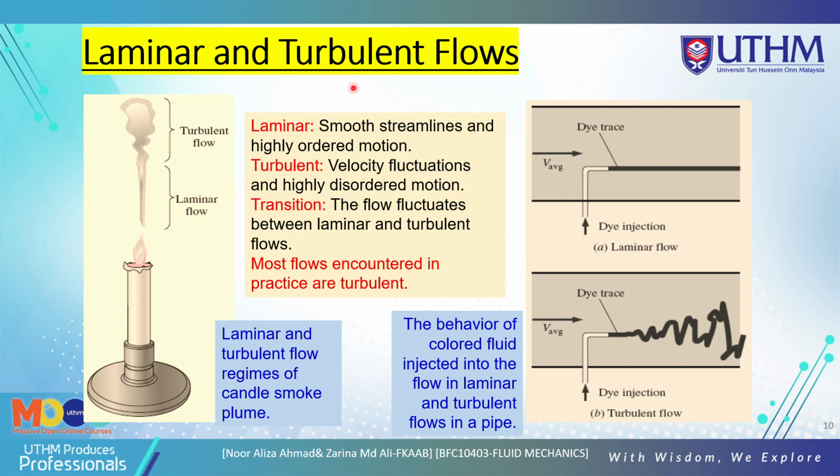Okay, now this is also laminar and turbulent flow, but using candle smoke. So we get the turbulent flow and the laminar flow. Smooth streamlines and highly ordered motion is called laminar. Turbulence has velocity fluctuation and highly disordered motion. In transition, the flow fluctuates between laminar and turbulent flow. Most flows encountered in practice are turbulent. So this is the laminar and turbulent flow regime of candle smoke, and the behavior of colored fluid, based on the Reynolds Osborne experiment.